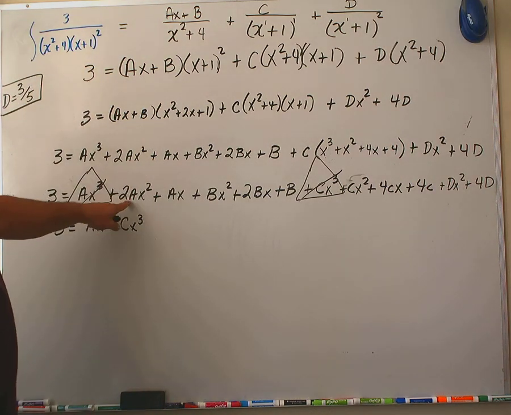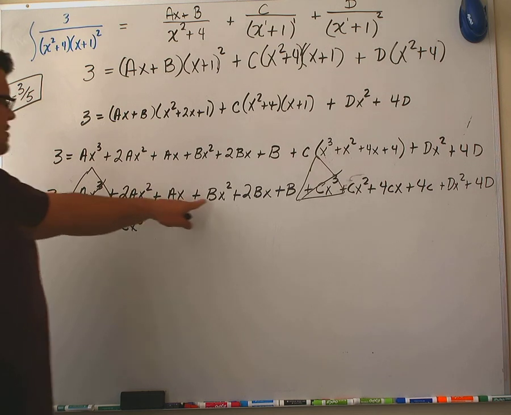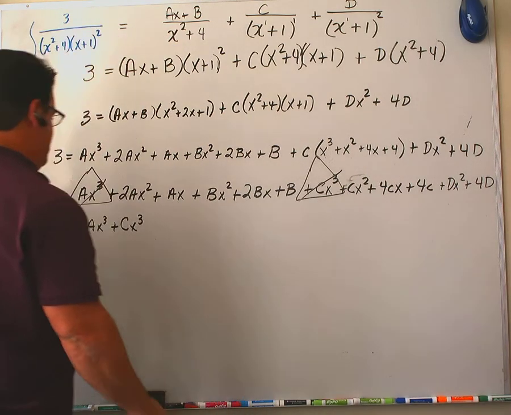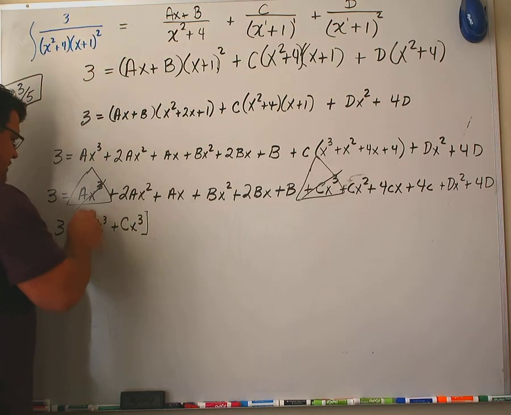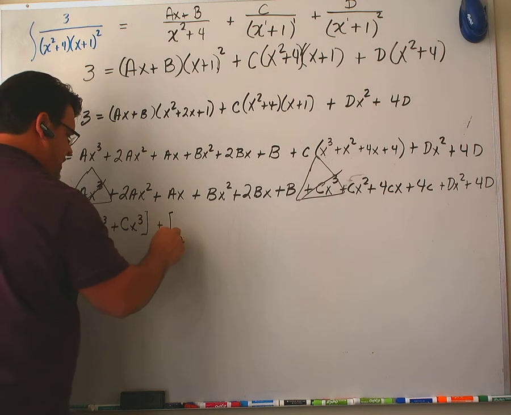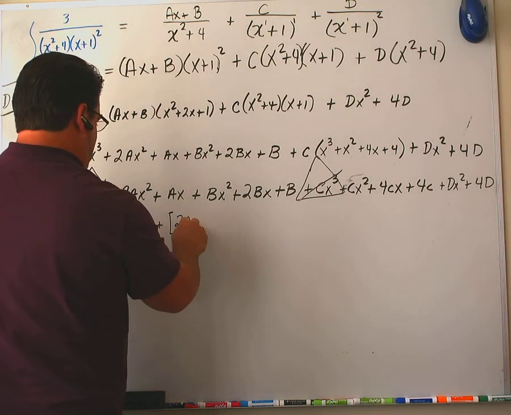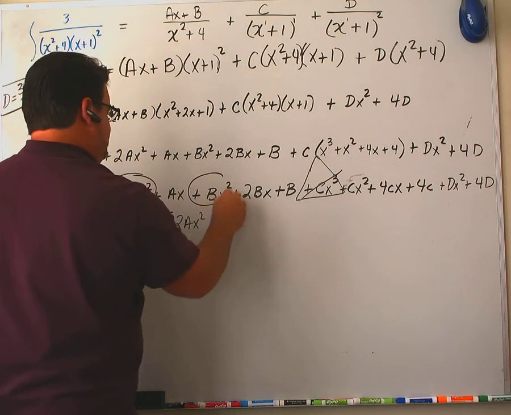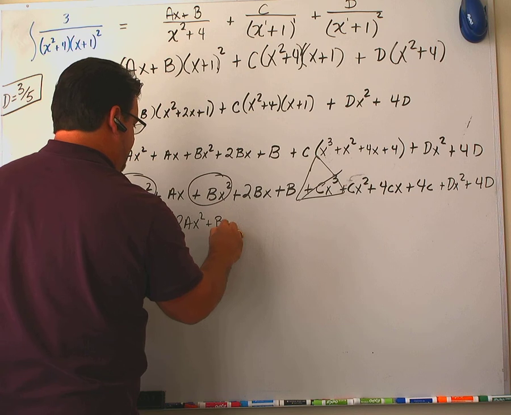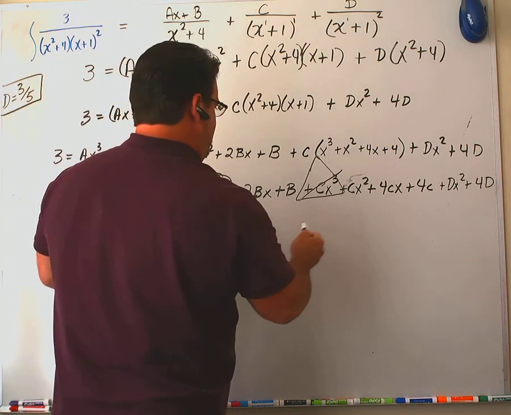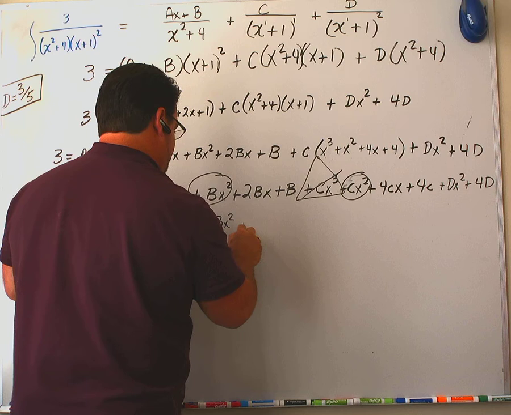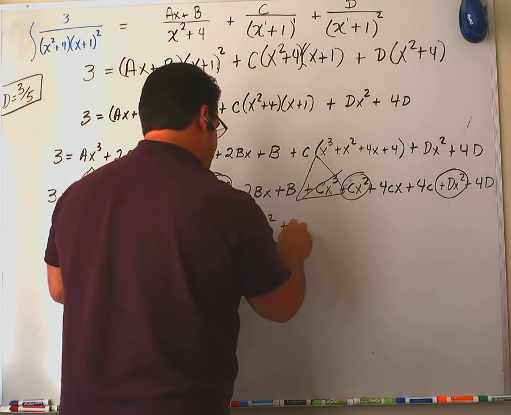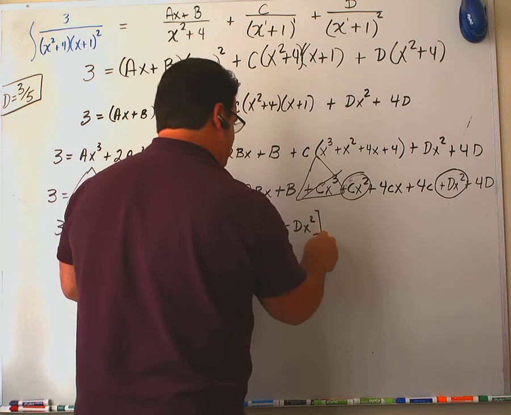All right, let's go with some squares. I see a 2ax squared and an x squared here, an x squared here, and an x squared here. So I'm just going to put this in brackets right now: 2ax squared. We'll put circles around these, plus bx squared plus cx squared plus dx squared. And that's all of our x squared terms.